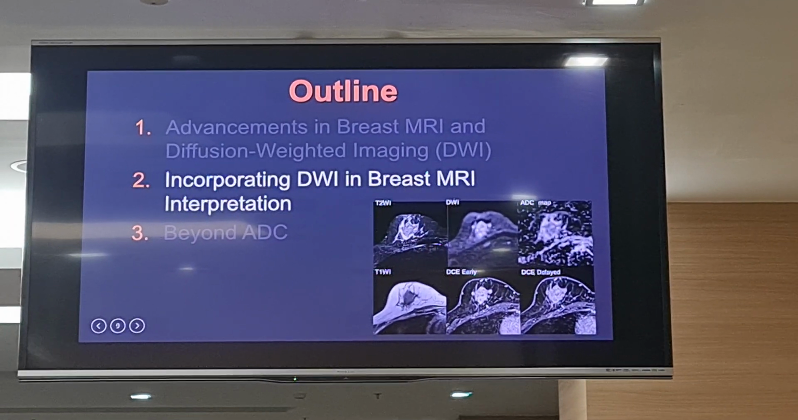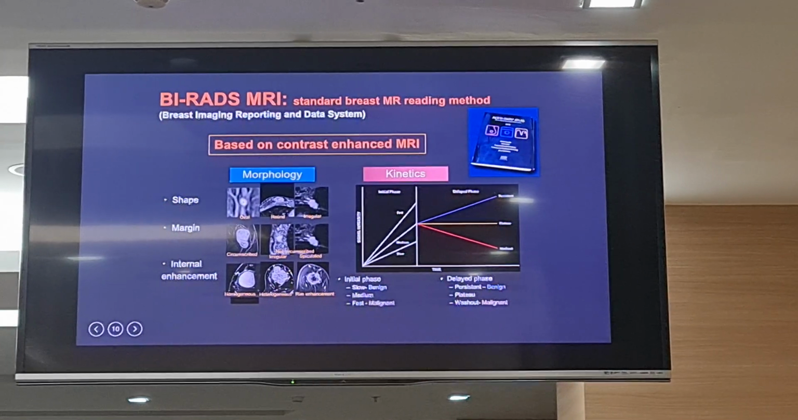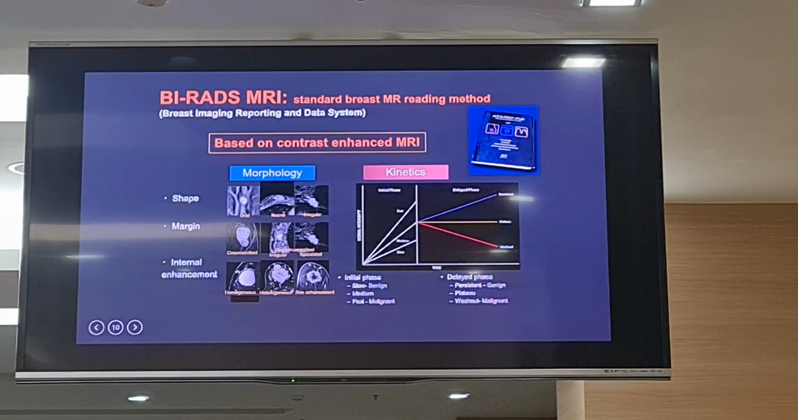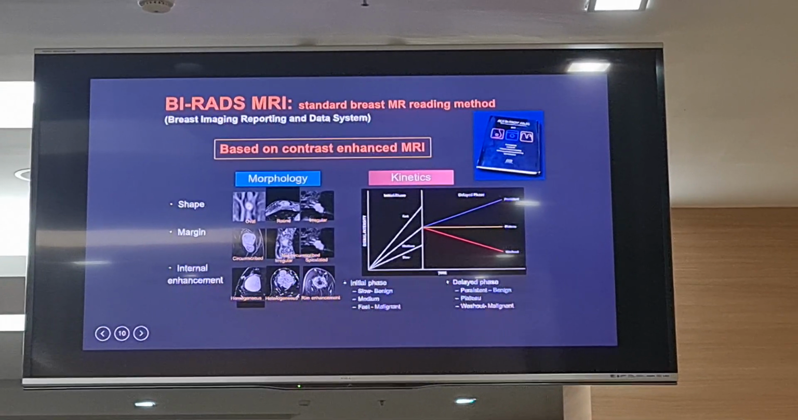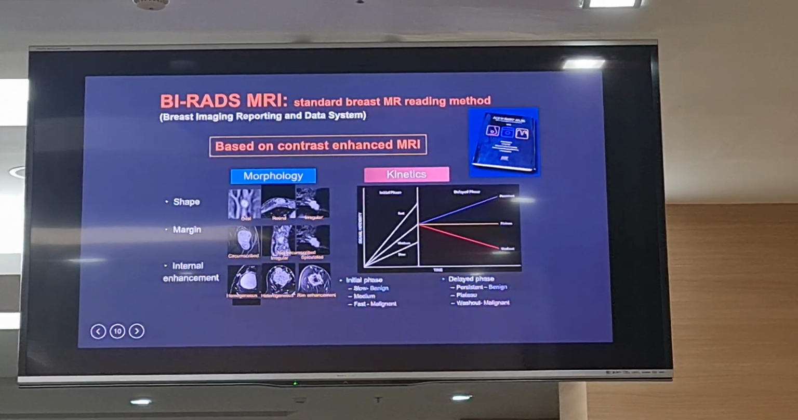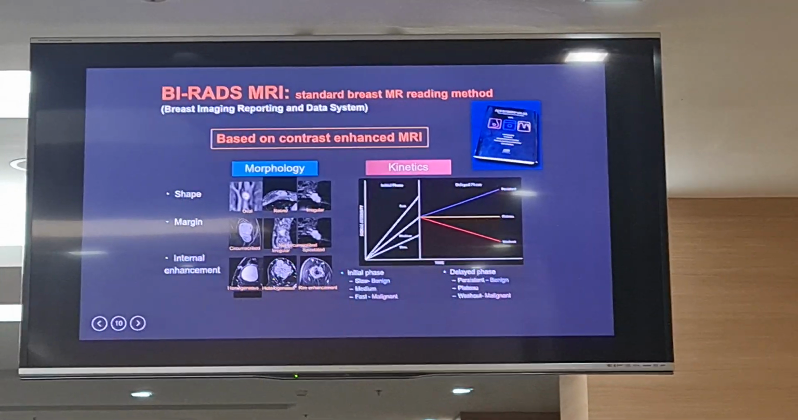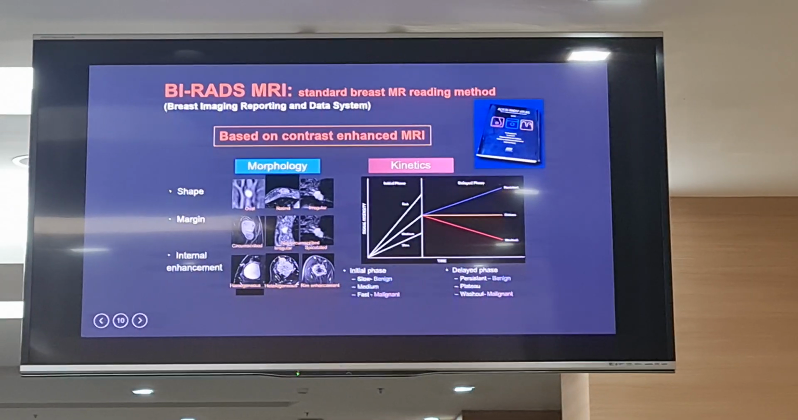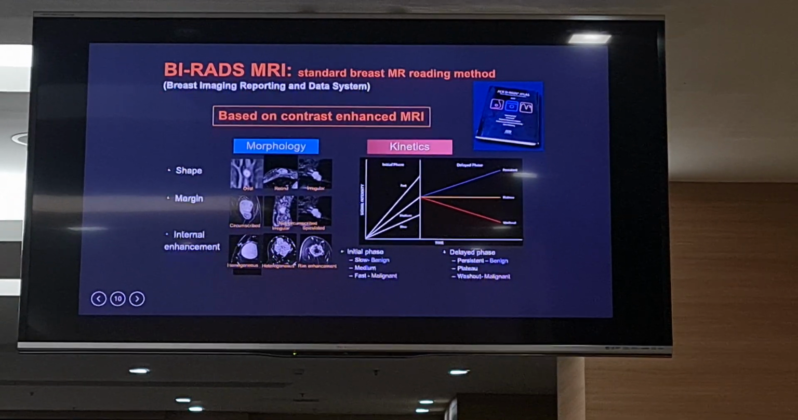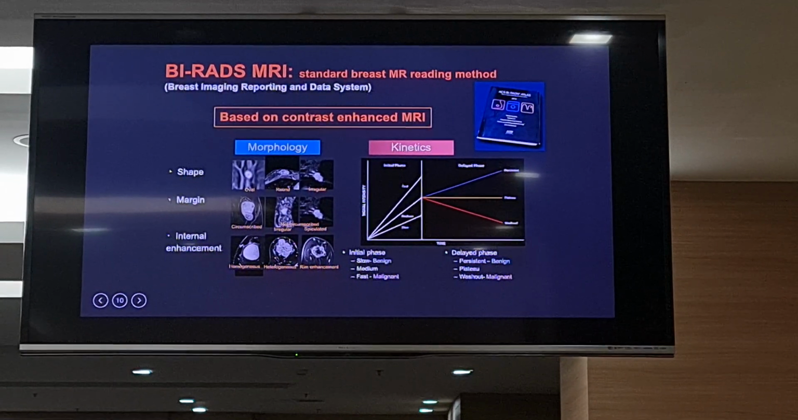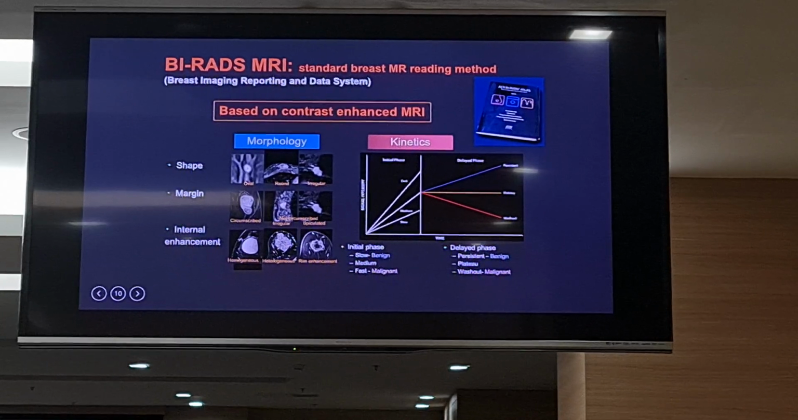So okay, how do we incorporate diffusion in breast MRI interpretation? This is the textbook for breast radiologists, which is called BI-RADS MRI. This is a book translated into many languages, not only English, but Spanish, Russian, or maybe Thai as well. We have a Japanese version of this book as well. This BI-RADS is issued by the American College of Radiology. And in this textbook, the pillars of the diagnosis are based on contrast MRI, okay?